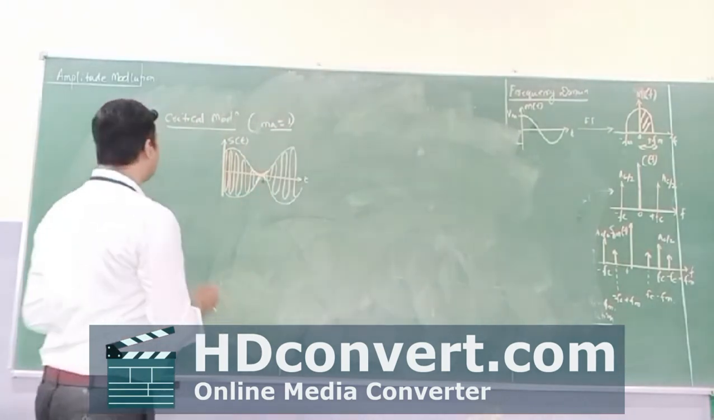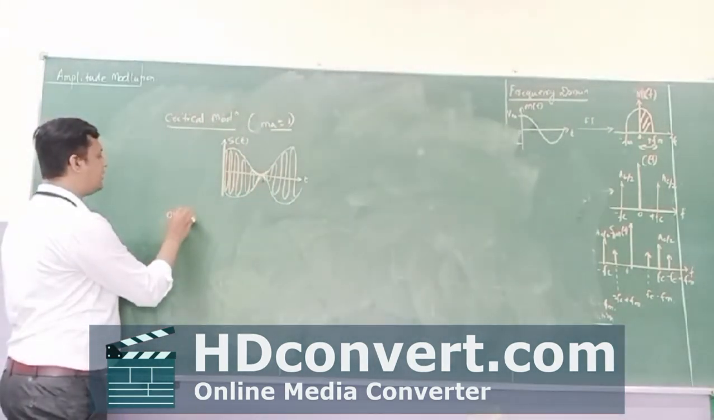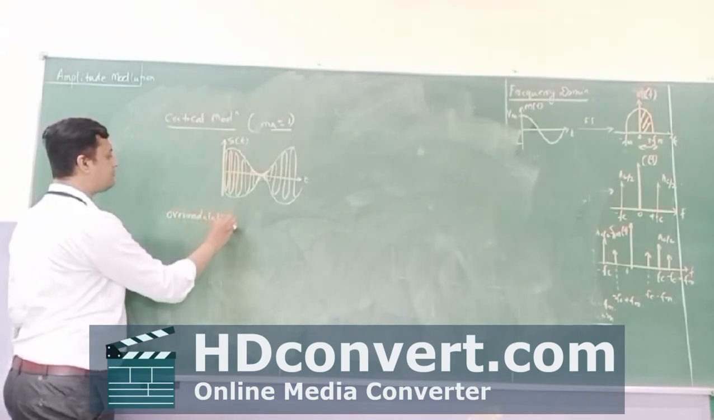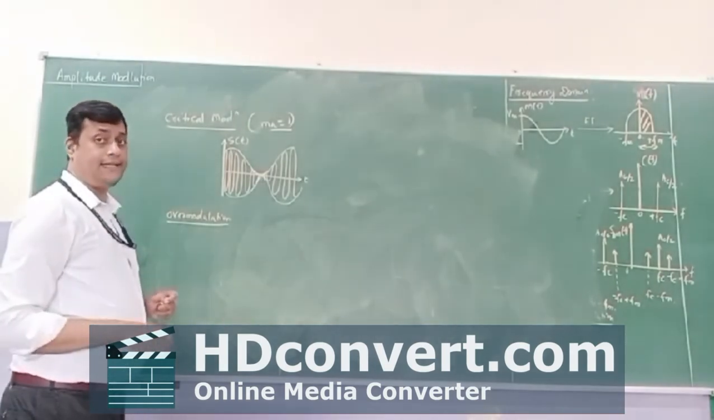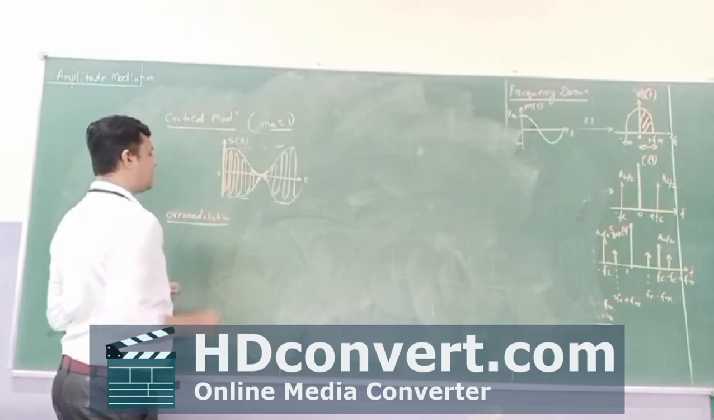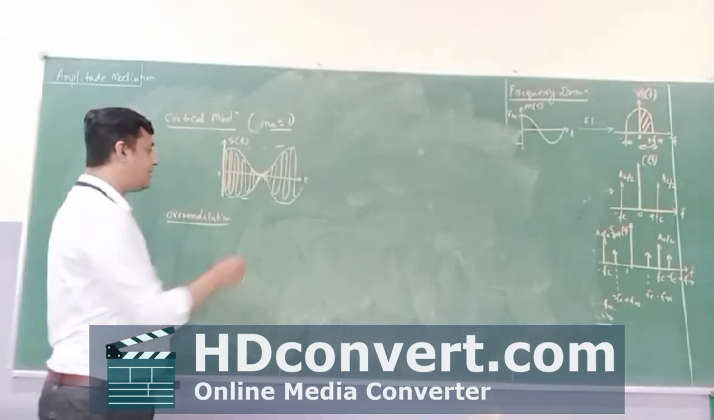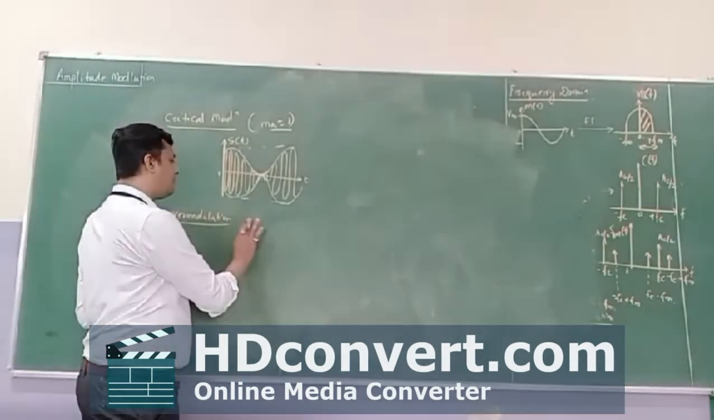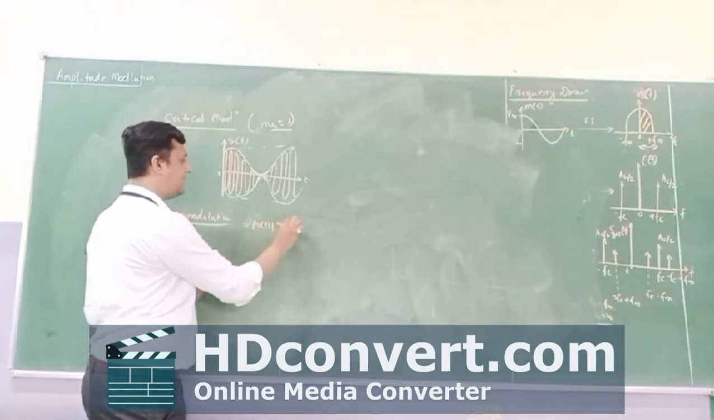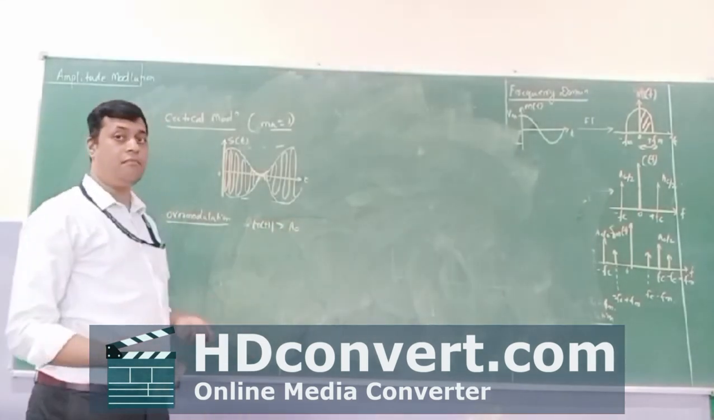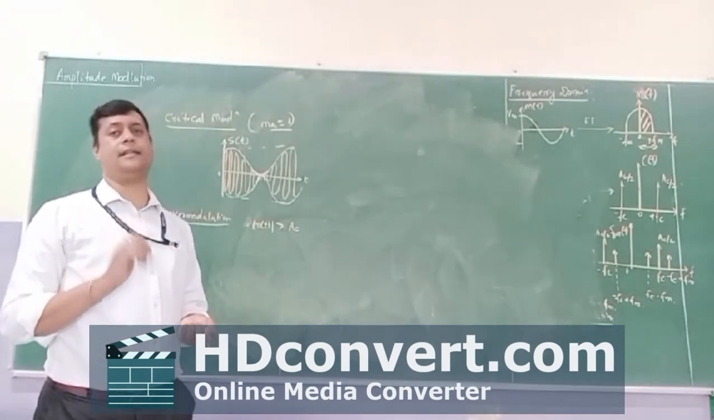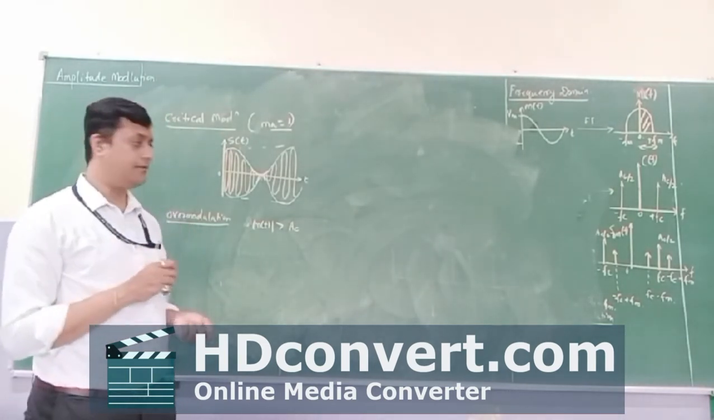Next, if it is over-modulation, in this case this is the envelope, this is 0. In over-modulation, what happens? Your modulating signal amplitude is greater than the carrier. If the amplitude of the modulating signal is greater than the carrier, overlap distortion will be there. Slope overlap distortion will be identified.